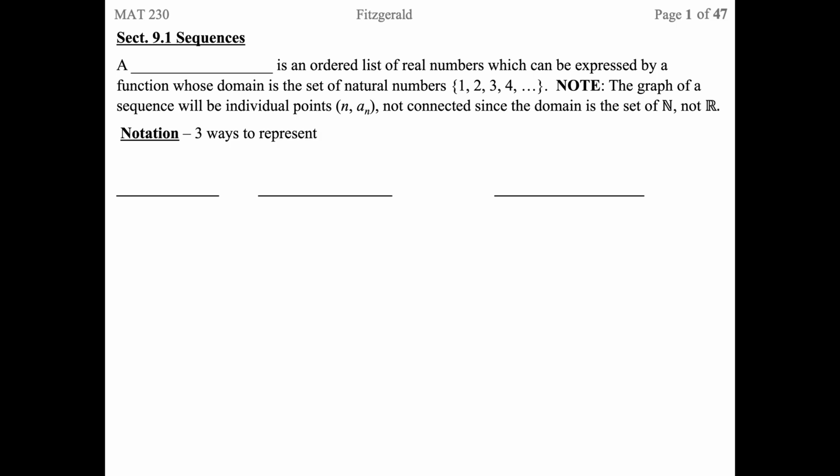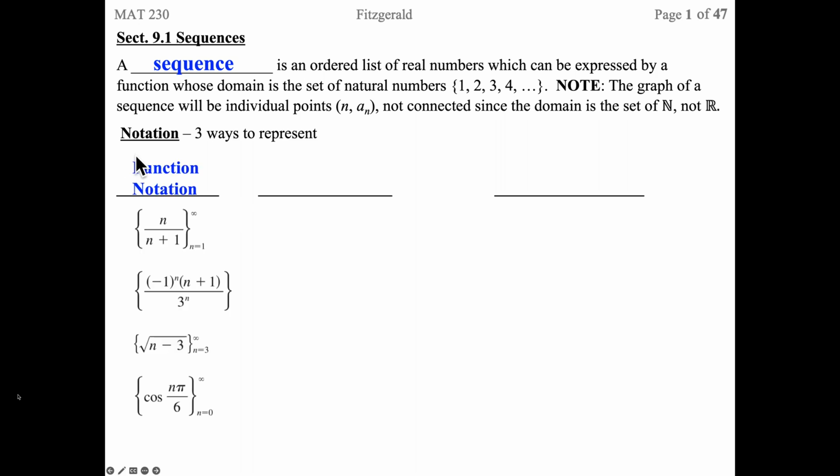Welcome to section 9.1. We're going to be discussing sequences. A sequence is an ordered list of real numbers which can be expressed by a function whose domain is a set of natural numbers. Note that the graph of a sequence will be displayed in points n comma a sub n, which kind of replaces the x comma f of x or x comma y coordinate. They are not connected since the domain is a set of natural numbers, not real numbers.